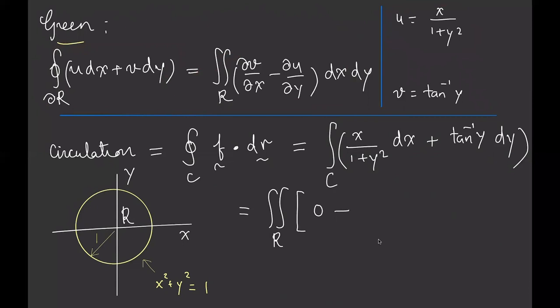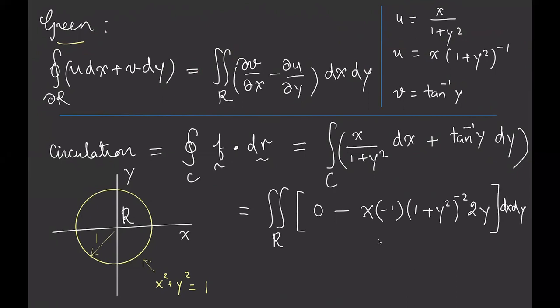So rather than being silly and trying to use the quotient rule here, I realized that I can write u as x times (1 plus y squared) to the negative 1. And this is much easier to differentiate with respect to y. So when I differentiate this with respect to y, what I get is x stays in front. Yeah, I treat it like a constant. Then I get negative 1 times (1 plus y squared) to the negative 2. And then by the chain rule, I'm going to have to put a 2y there as well. Okay, so that's what I get, and then I have dx dy.